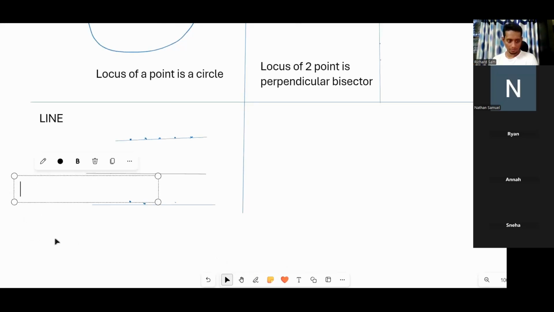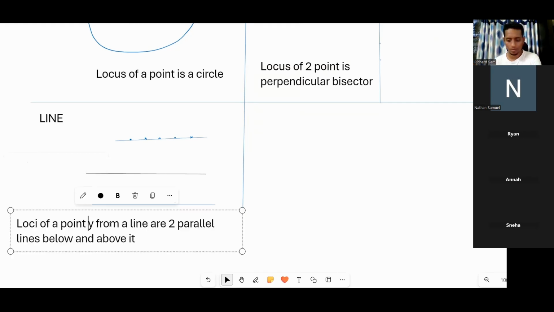So draw this and write down loci. Loci of a point from a line.